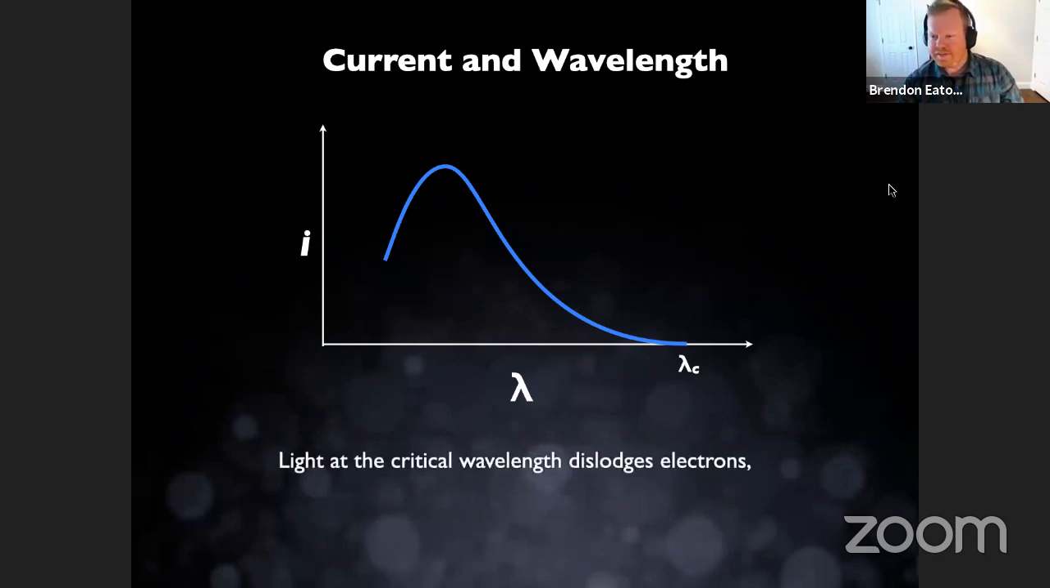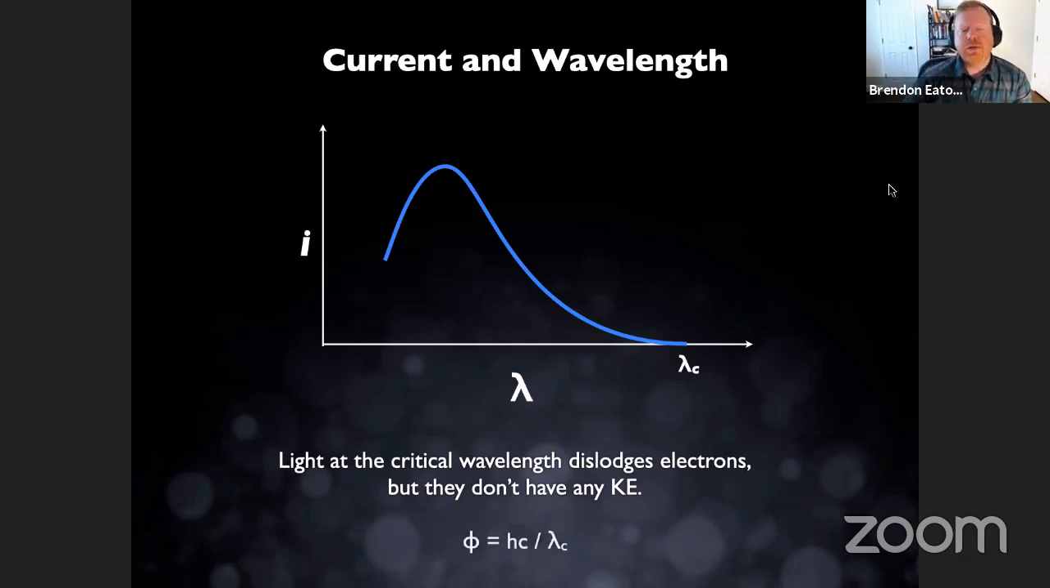All right, let's go back to this really quick. The light at the critical wavelength can dislodge electrons, but they don't have any kinetic energy. So if we look at our original equation, not our original equation, but we discussed this earlier, the kinetic energy is equal to hc over lambda minus the work function. But if the kinetic energy is 0 at lambda c, this is what that equation actually simplifies to. This is how you would solve to find the work function.